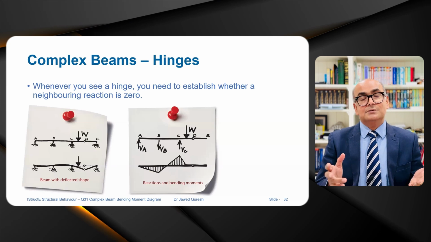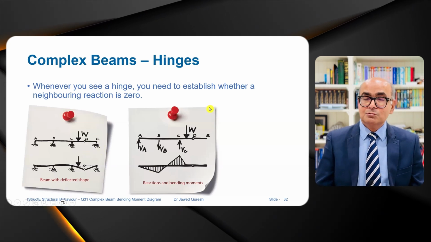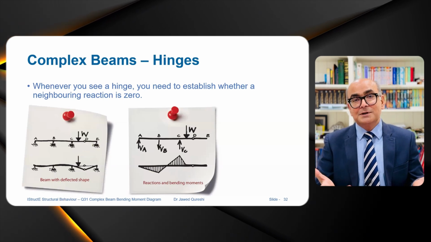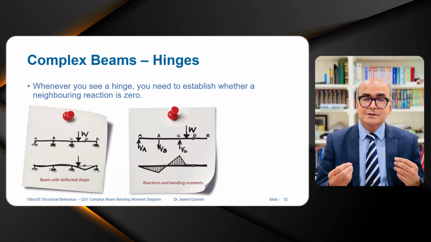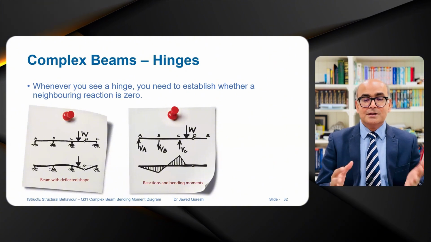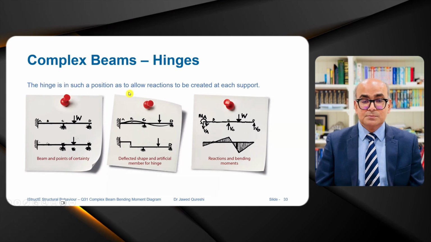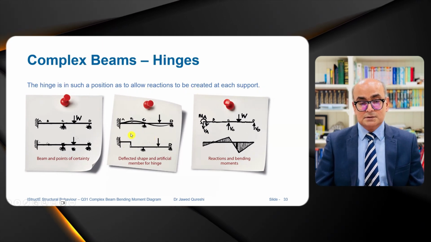If somebody asks you during a job interview what the reaction at E will be, don't just start calculating and using the moment distribution method to find the reaction. Just use your intuition, use common sense, and use basic knowledge of structural engineering to find the reaction very quickly. The hinge is in such a position as to allow reactions to be created at each support.